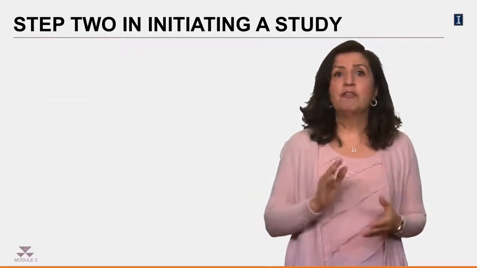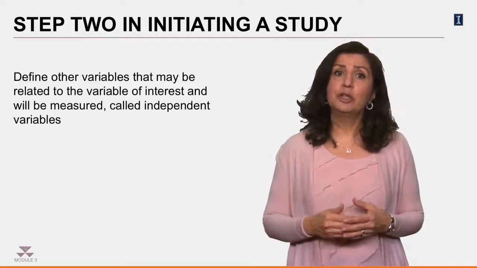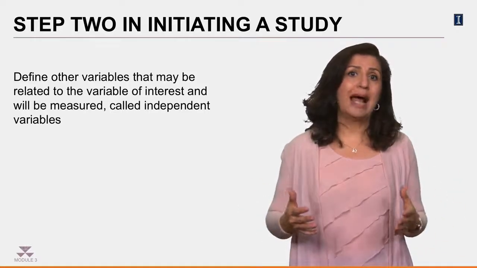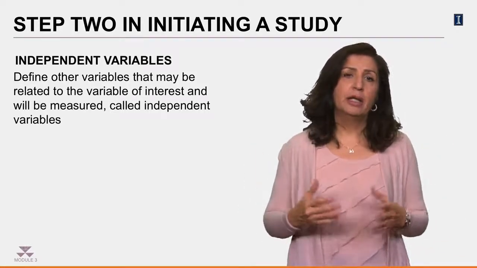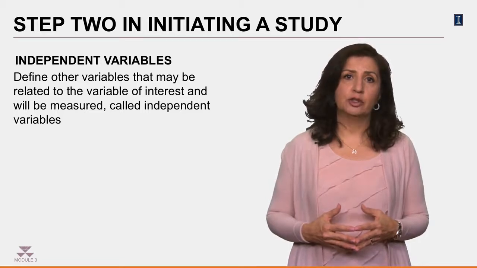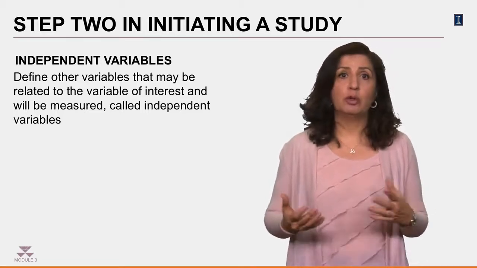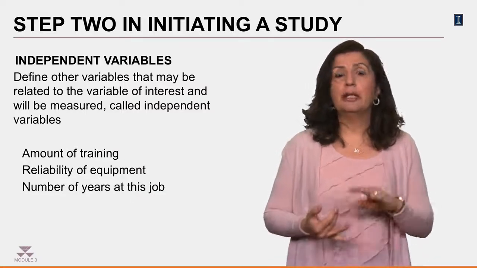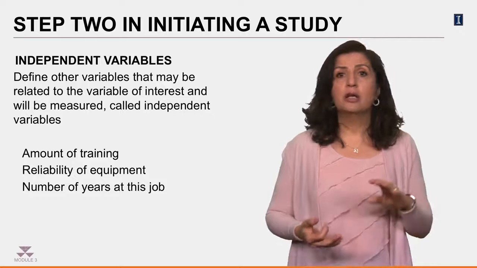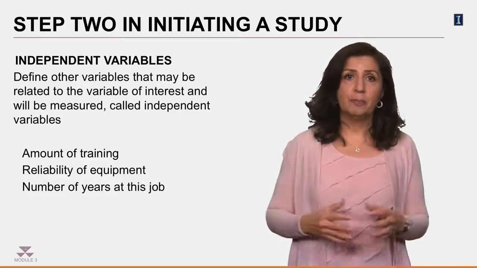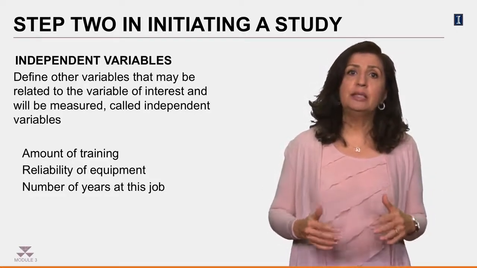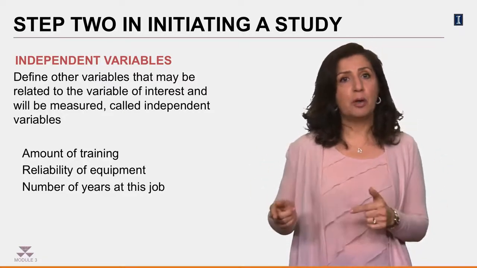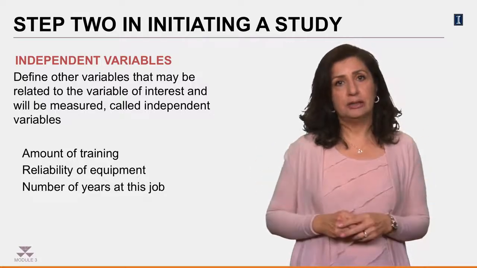Once you know the variable of interest, now you need to determine what factors will influence this variable. These factors are also known as the independent variables. Let's continue with our example of measuring worker productivity. Factors that may influence one's productivity could be amount of training the workers have received, reliability of equipment that they use, the number of years at this job, etc. So in this study, these would be the independent variables, factors which influence the response variable, worker productivity.